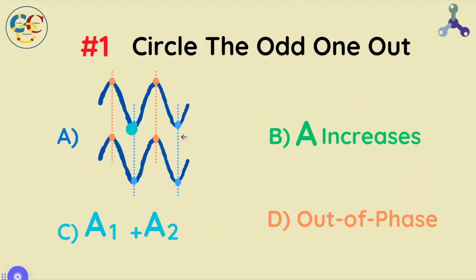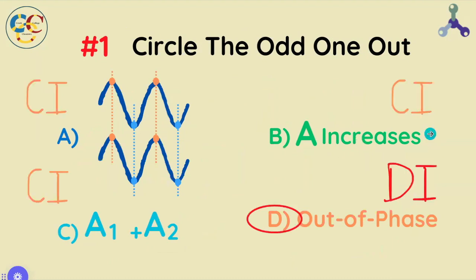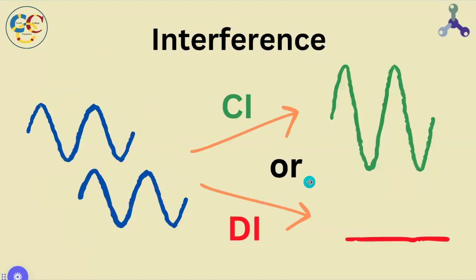Circle the odd one out. We got this little thing right here. A increases, A1 plus A2, and out of phase. So the correct answer is D, out of phase. This is because A, B, and C all represent constructive interference, whereas out of phase is a characteristic of destructive interference. To fully understand the ins and outs of wave interference, check out the video in the description.